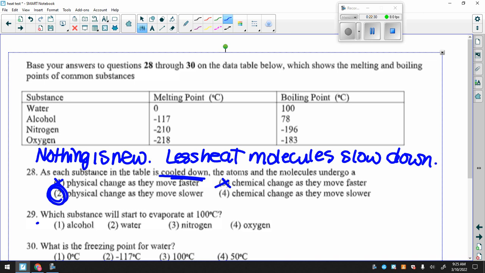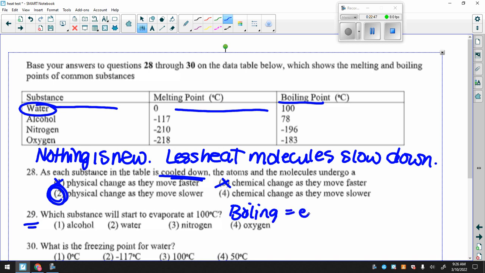Number 29. Which substance will evaporate at 100? You go up here. Evaporate means to do what? Boil. Disappear. Water evaporates. Boiling and evaporation equal each other.